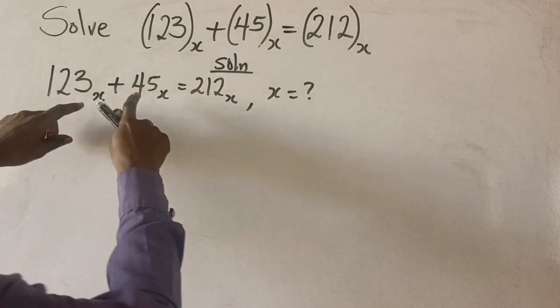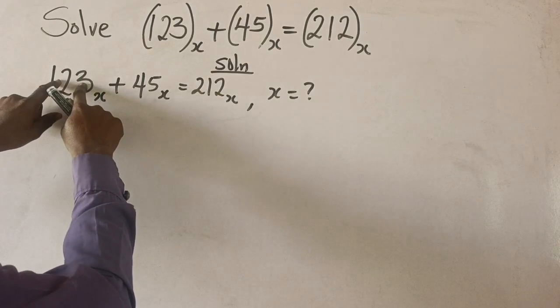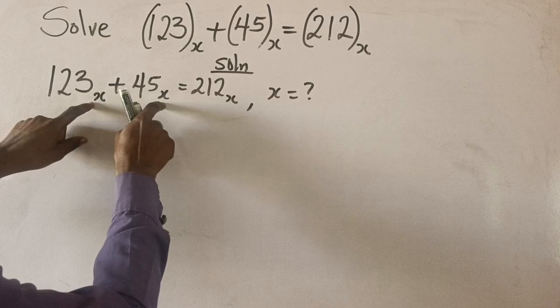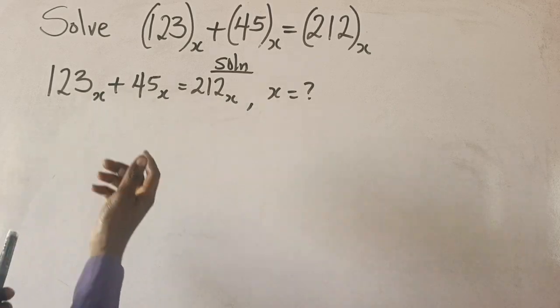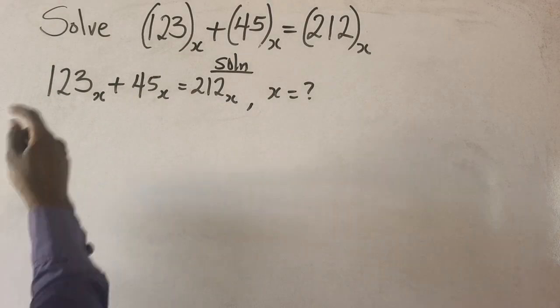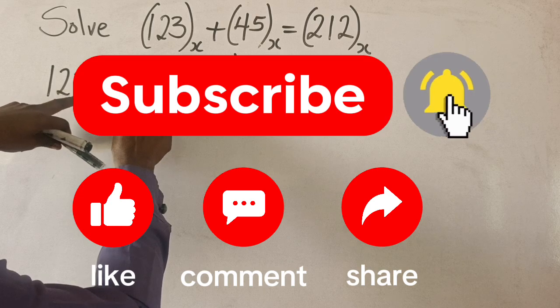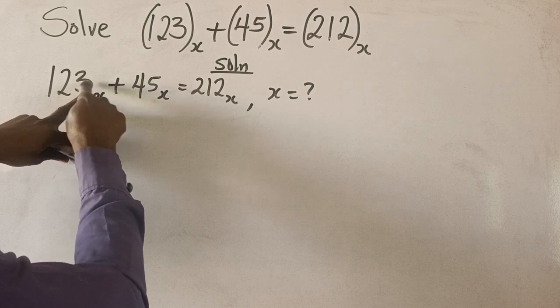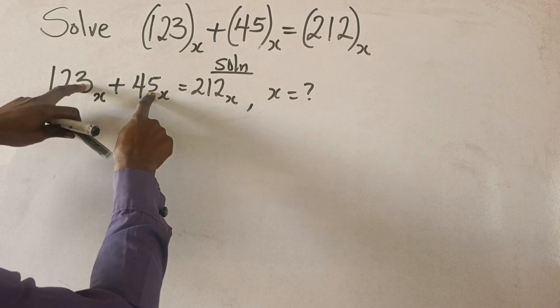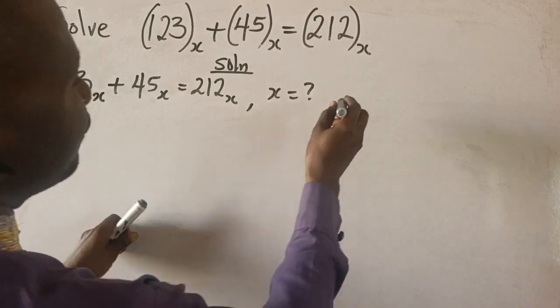So the numbers we have to add together are 123 and 45, but in the given base. Now, what we need to do in case we are solving an objective question is consider the digit in the unit place. So 3 is in the unit place here, 5 is in the unit place. By adding 3 and 5 together, we have 8.